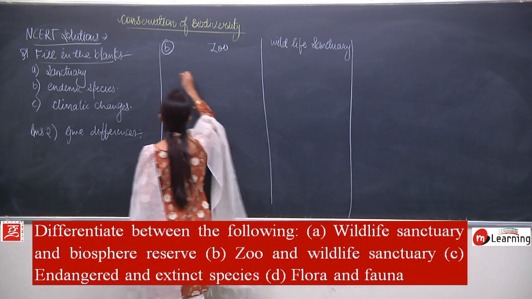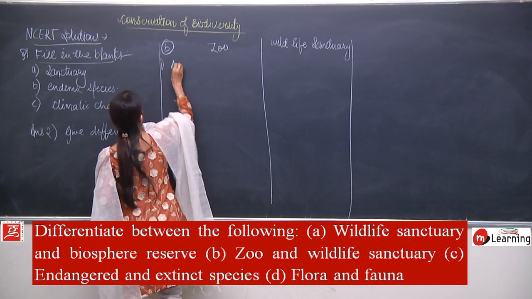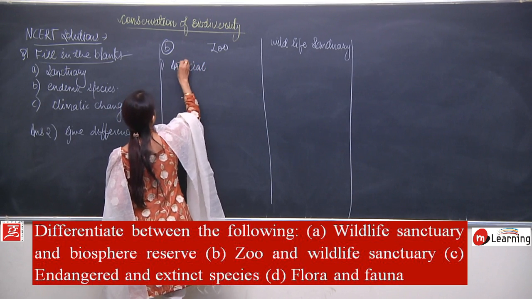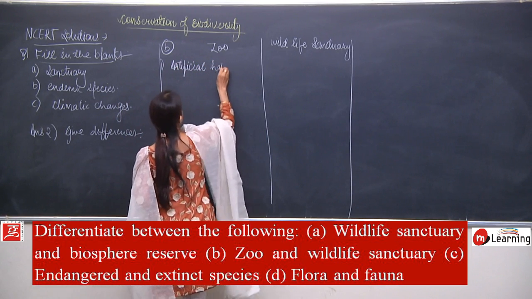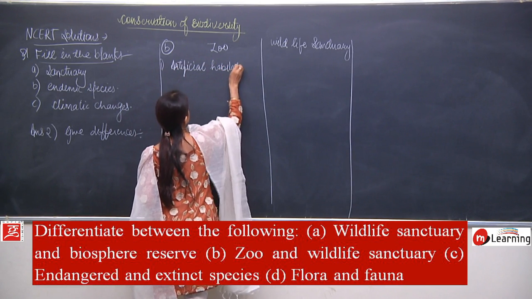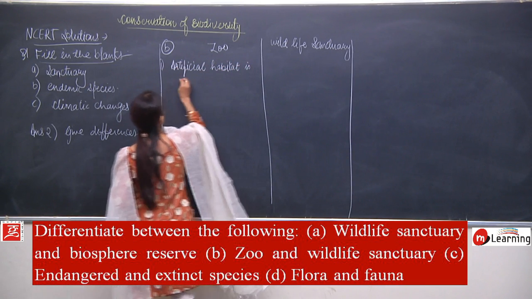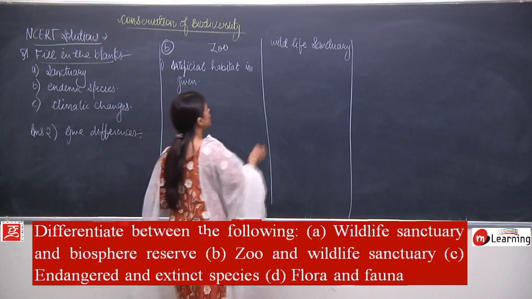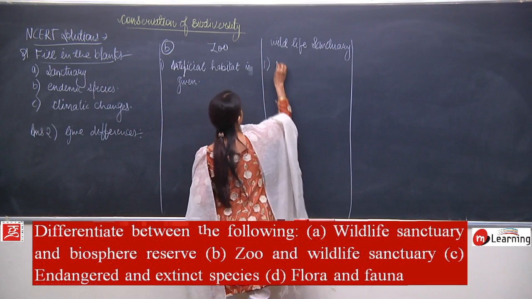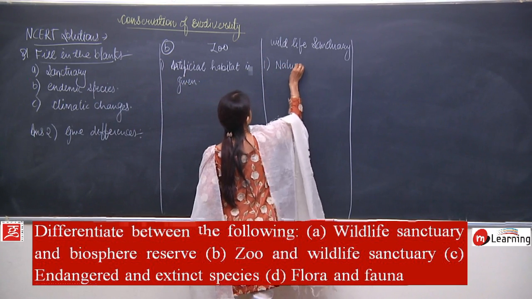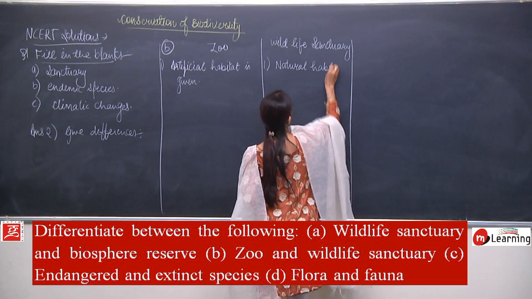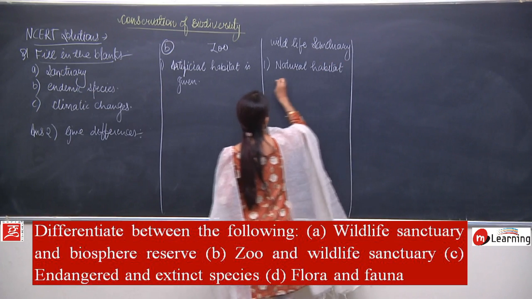So the first one is artificial habitat is given. And in wildlife sanctuary, natural habitat is present.